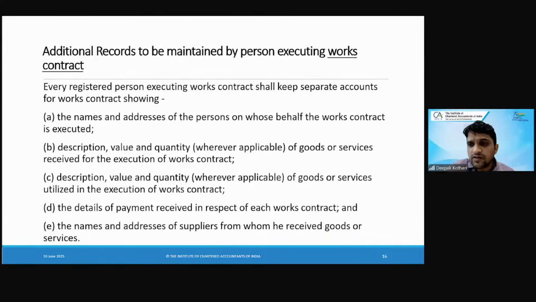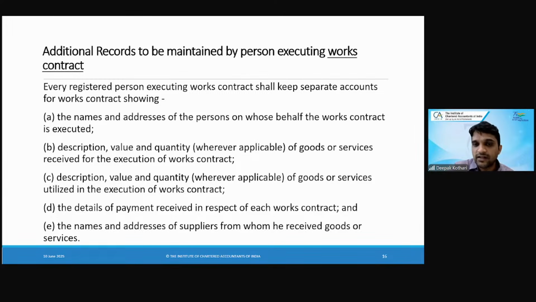The name and address of the person on whose behalf the works contract is executed, meaning the owners. If you are buying an apartment, you will buy from a builder. Now, this builder will give work to a works contractor. For the works contractor, the ultimate customer is not the buyer but the builder who has given him the work. So the builder is the person whose details he will have to maintain. Like Prestige, Shobha Properties, they give work to a works contractor. So the works contractor will mention the details of the project and not the individual house buyer.